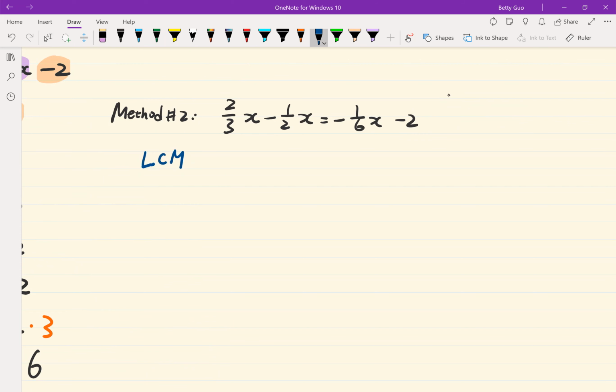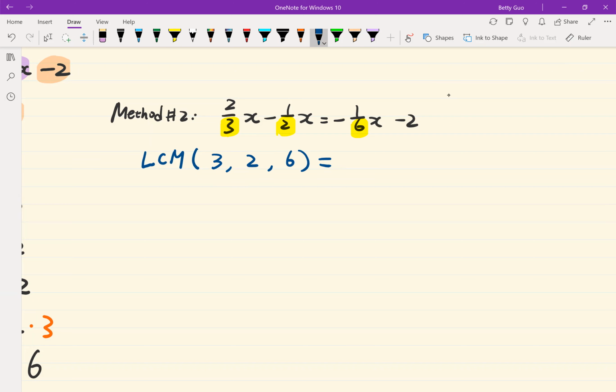Firstly, we identify how many denominators we have. We see a denominator here, here, and here. In this specific example, we only have 3 denominators. We're going to copy them down. We have 3, 2, 6.